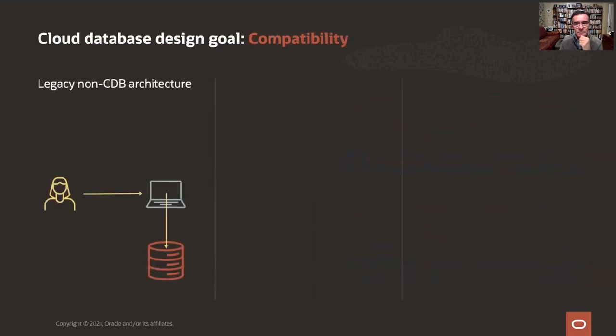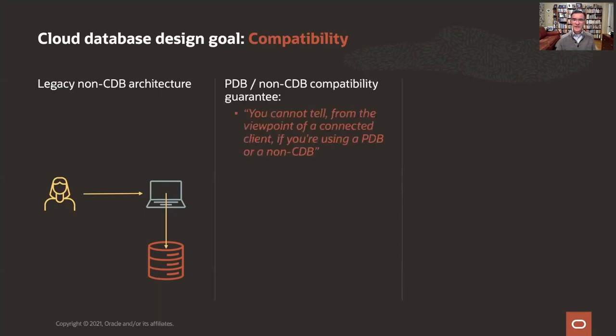compatibility. So consider, for example, an application connected to an Oracle database in the old non-CDB architecture. Now, our compatibility goal is expressed by what we call the PDB non-CDB compatibility guarantee, which is that you cannot tell from the viewpoint of a connected client if you're talking to a PDB or a non-CDB. And people laugh at me when I say this, but it's a very important principle. If we get this right, which we have, it means that the application will run unchanged in a PDB.